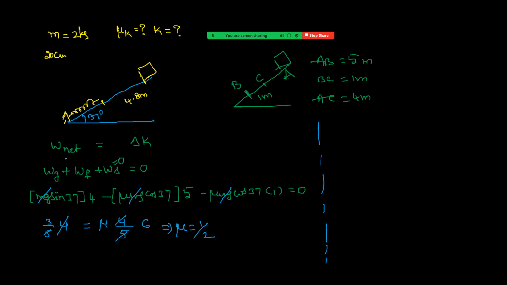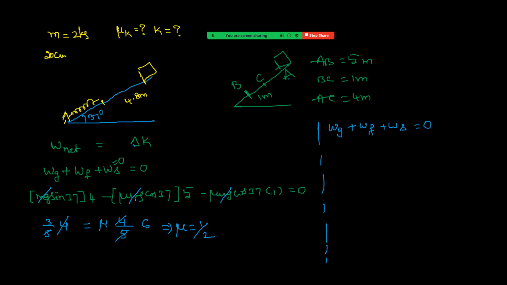Again writing net work equal to delta K. Delta K is 0 because starting from rest, it comes to B and comes to rest temporarily. So work done by gravity, by friction, and by spring force, net equal to 0. Now see what I can write here. By spring force, negative work is done.